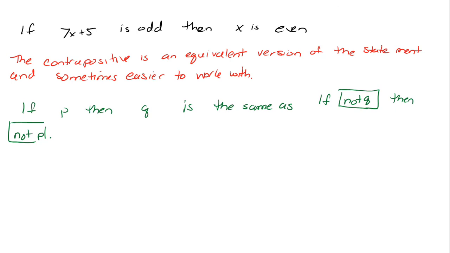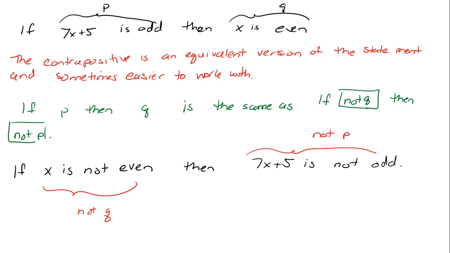But what I'm going to give you is the ESPN highlights of what the contrapositive is. If I have if P, then Q, it's the same as if not Q, then not P. So the statement I have to prove is equivalent to the statement of taking the Q, replacing it with x is not even, and replacing the P with 7x plus 5 is not odd.